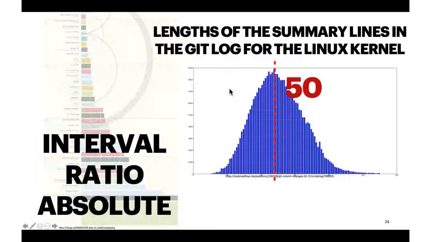Let us continue with our descriptive statistics and let us look at the numerical values. So here we see a distribution that looks pretty symmetric and kind of close to normal. This is a length of the summary lines in the Git log for the Linux kernel. You see that the mean here is around 50. Essentially indicating that when Linux kernel developers are committing their changes, they tend to write roughly 50 lines of explanation.